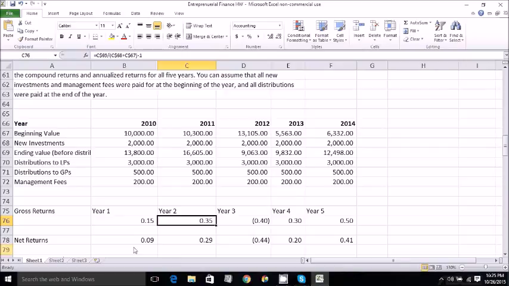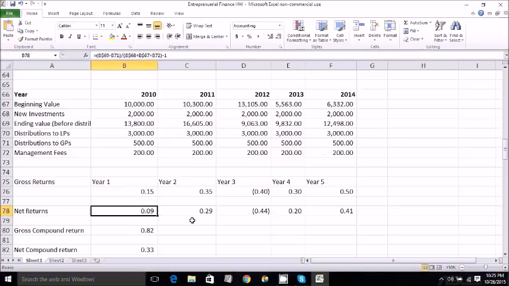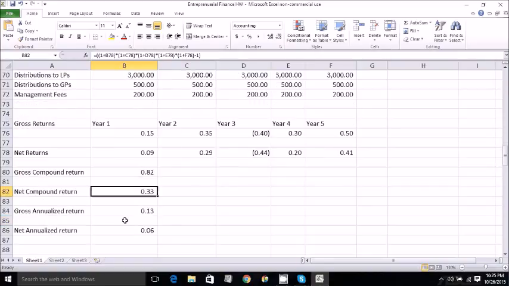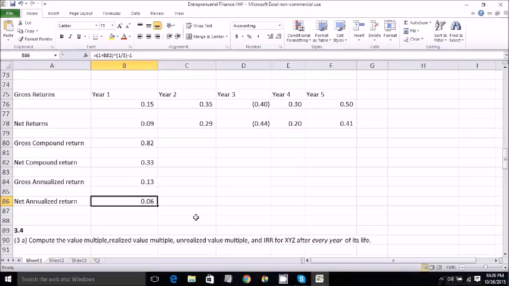For the net returns, 9% in year 1, 29% in year 2, minus 44% in year 3, 20% in year 4, and 41% in year 5. For the gross compound return, it is 82%. Net compound return, it is 33%. The gross annualized percent return is 13%. The net annualized return would be 6%.